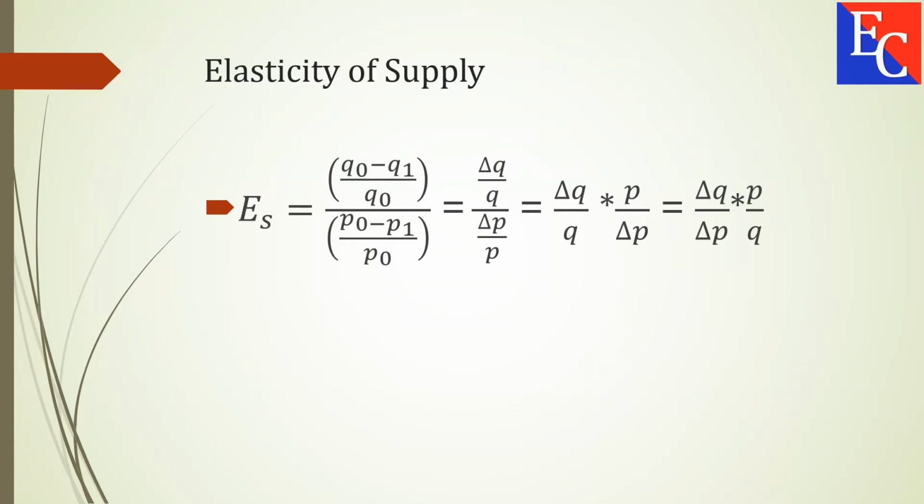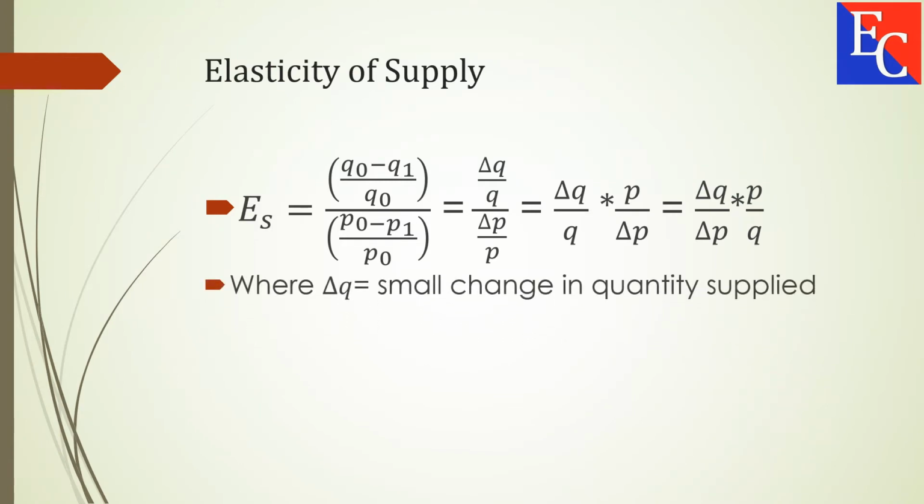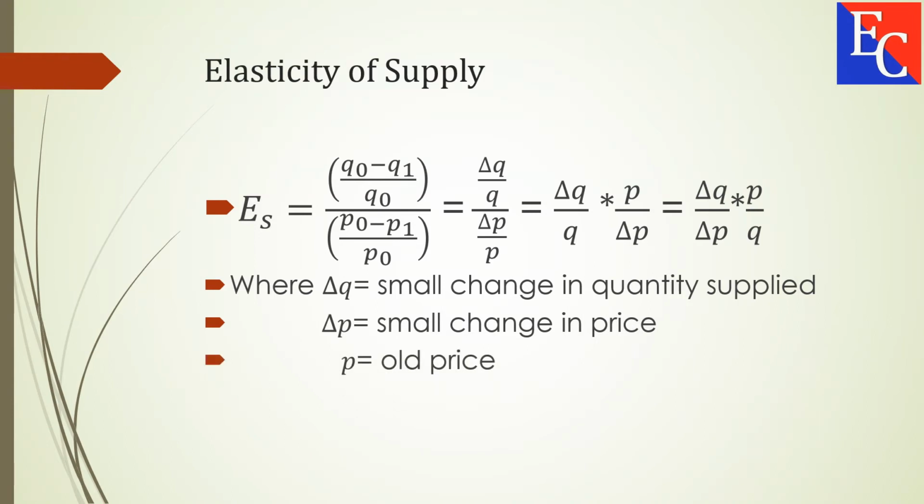So finally elasticity of supply is equal to change in Q over change in P into P over Q. Where change in Q is small change in quantity supplied, change in P is small change in price, P is old price, Q is old quantity.